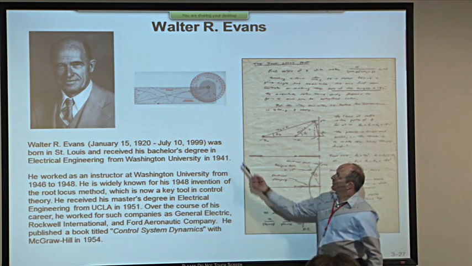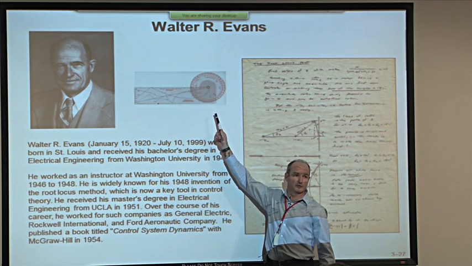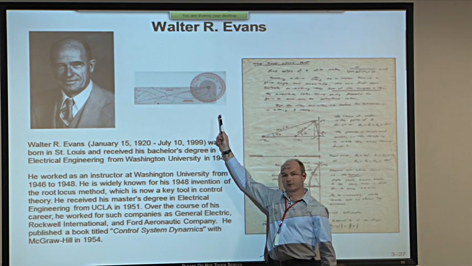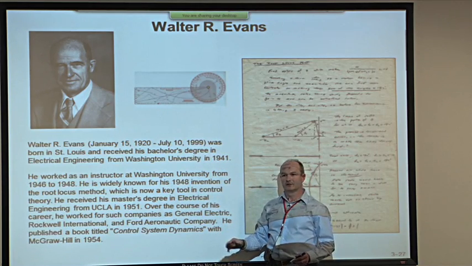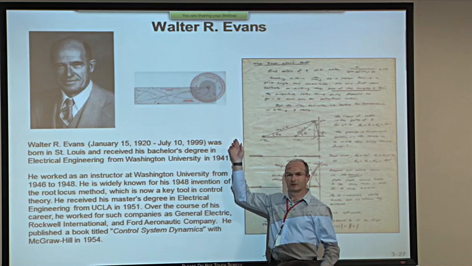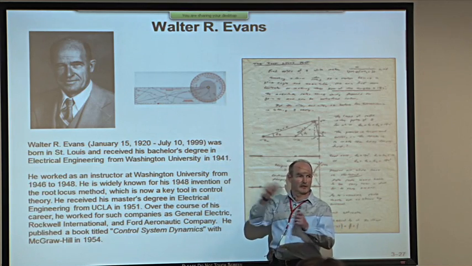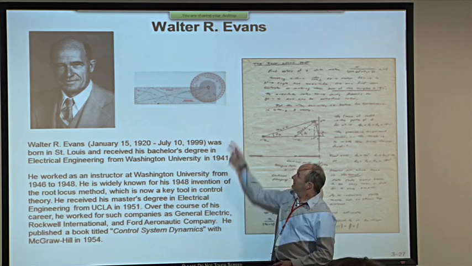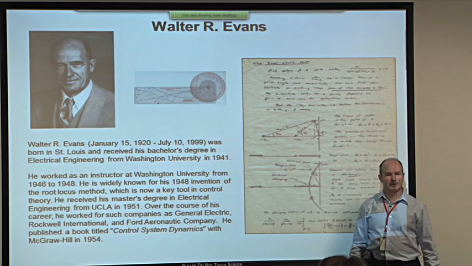Every book was sold with one of these. This is a Perspex tool called a spiral, which he invented, and its purpose is to facilitate the drawing of root loci. You see, these days MATLAB makes this kind of thing irrelevant, but in those days nobody had MATLAB, right? So you had to do everything by hand with paper and pencil, and the spiral was the way it was done. Anybody ever seen a spiral?